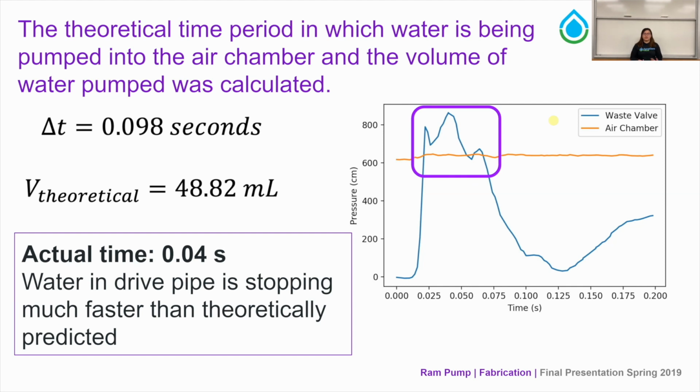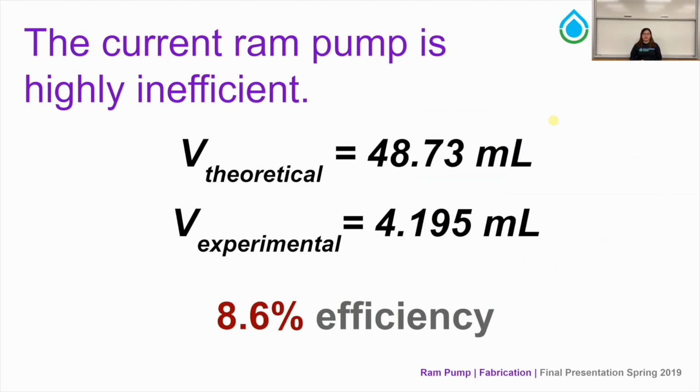As you can see, our theoretical value of the volume of water the ram pump pumps out per cycle is 48.73 milliliters, whereas the experimental value that we obtained is only 4.195 milliliters. This shows that the efficiency of the ram pump is only 8.6%, which is highly inefficient.